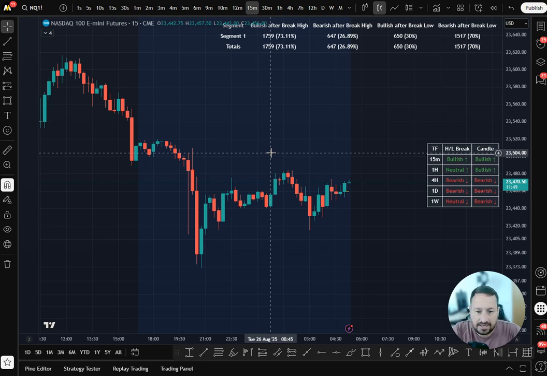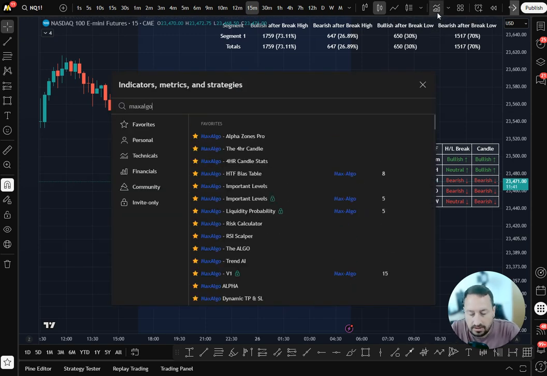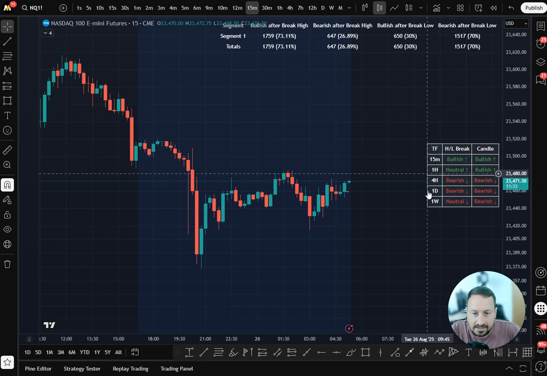How to get the indicator. It is published publicly, so all you need to do is go into your indicators and search MaxAlgo. If you put a hyphen on, it'll come up, and you'll see there we've got the higher time frame bias table. When you click that, it'll add this table to your chart.